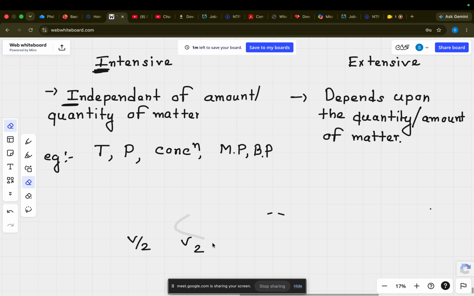Now write down some examples of extensive property. I already told you one example, that is volume. Volume is one example. Apart from volume, what do we have? You can write down, mass is the thing.